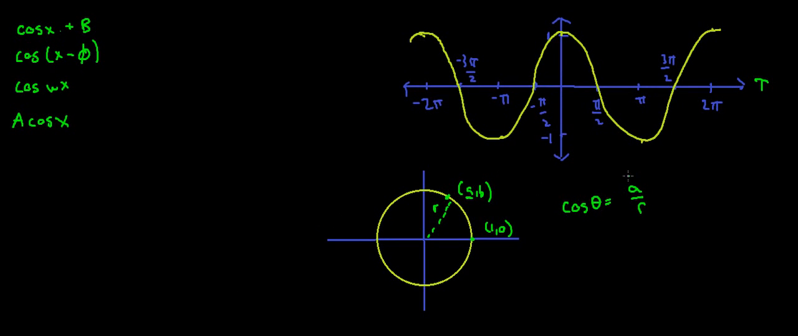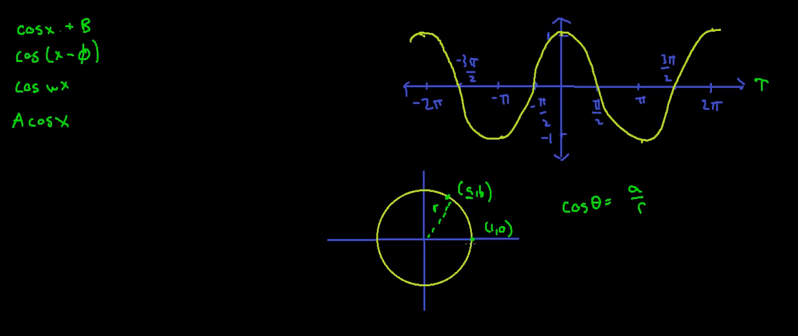Cosine is the adjacent side over the hypotenuse. In the case of the unit circle, the hypotenuse is the radius of the circle, which is 1. Here is a graph of the cosine function as it goes around the unit circle with a radius of 1. For cosine, it's going to be the x-coordinate over the radius, or just the x-coordinate since the radius is 1.